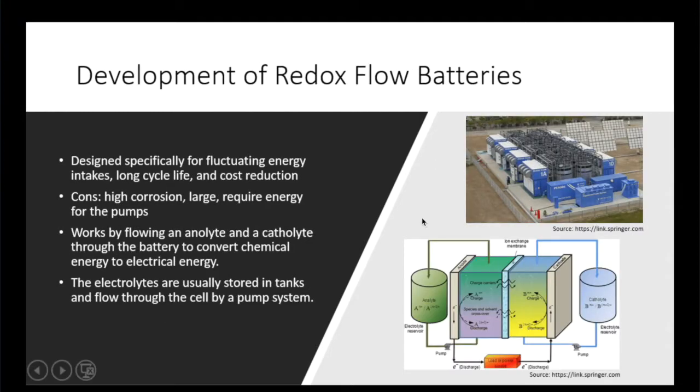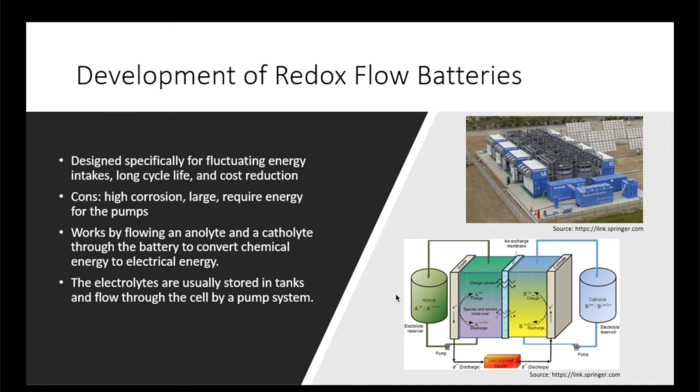Have some potential. Next, I want to talk about redox flow batteries. These are actually pretty interesting. I've never heard of them before, so I had to do a little bit of research on them. How these work is they send a fluid, an anolyte and catholyte, through the batteries to convert the chemical energy to electrical energy. You can see that they have to use pumps in these, so it takes a little bit of work, a little bit of power, to produce what you want.